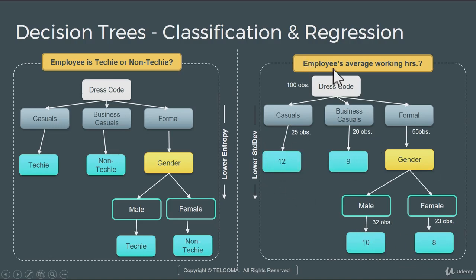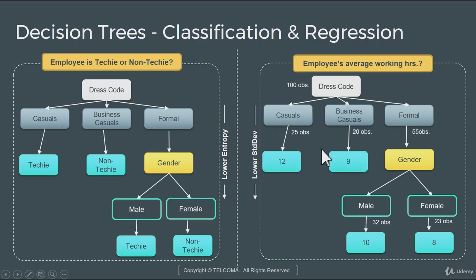Now, if you run the algorithm, you're asking, okay, what is the average working hours for an employee who wears formal dresses and is a female? You just run this algorithm: the dress code is formal and the gender is female. So the average working hours looks like approximately 8. But had the dress code been business casuals, it seems like the average working hours would have been 9, and so on.